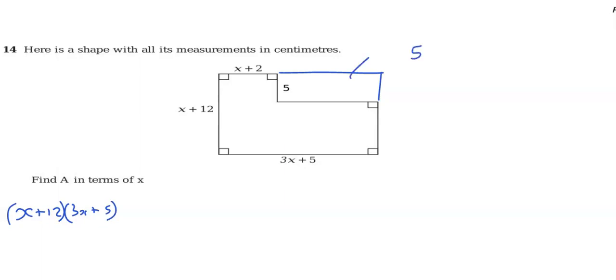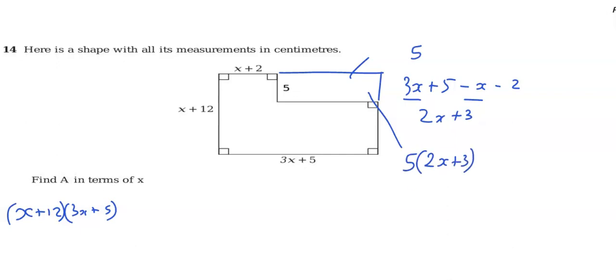The height is 5, so what I've got to do now is to find how long this bit is. And that bit there is the same as 3x plus 5, the whole of this, minus x plus 2, minus x minus 2. 3x minus x is 2x, 5 minus 2 is 3, 2x plus 3, and so the area of this is 5 lots of 2x plus 3, which is 10x plus 15. I'm going to subtract that in a minute.